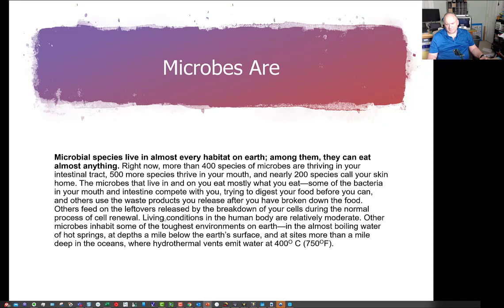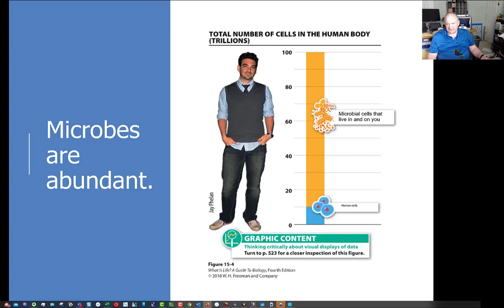But we have microorganisms that can grow at the bottom of the oceans at heat vents. Quite amazing. They're everywhere. Total number of cells in the human body, we've talked about that. We have 100 trillion cells, and that's a bunch. But microbe cells that live on you are quite more numerous, and that's a huge amount of microorganisms that we have. And they live in your colon and armpits and feet and various things that we know about.